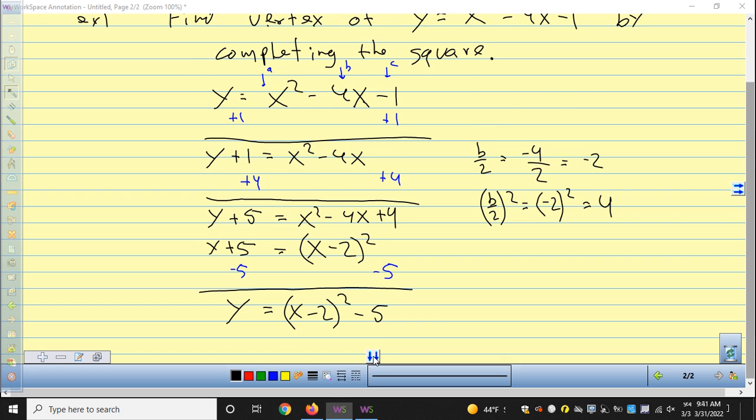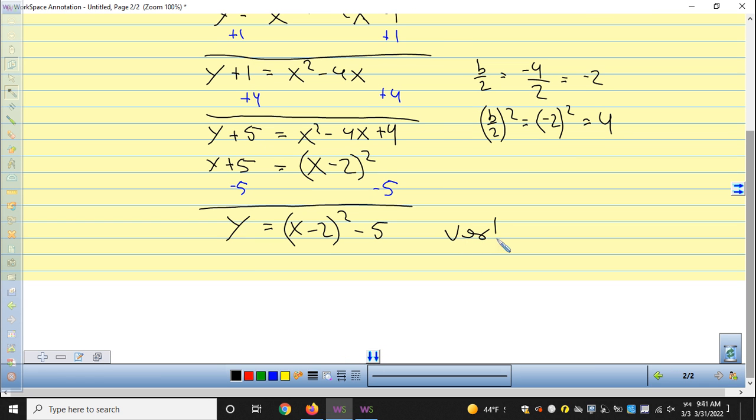And now we can figure out the vertex. My vertex is at the point. I change the sign on this one that's with the x, 2. I keep the same sign here, negative 5. The vertex is at 2, negative 5.